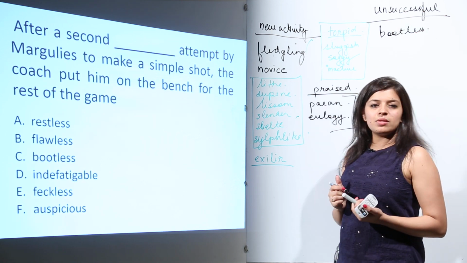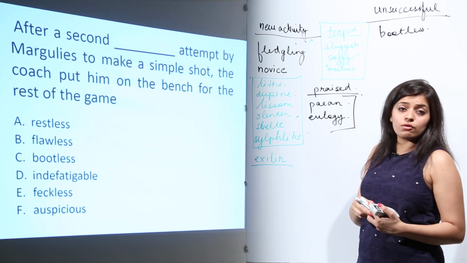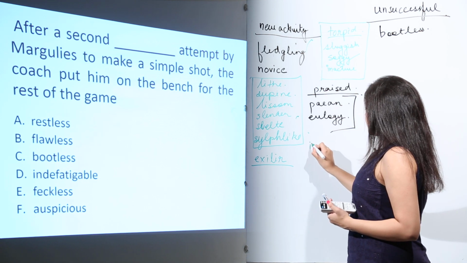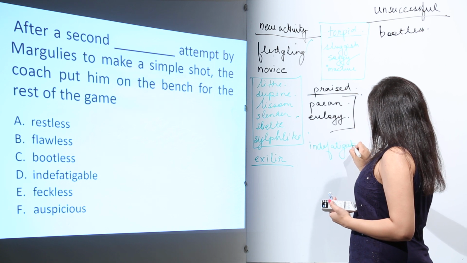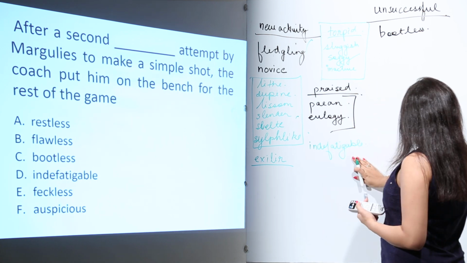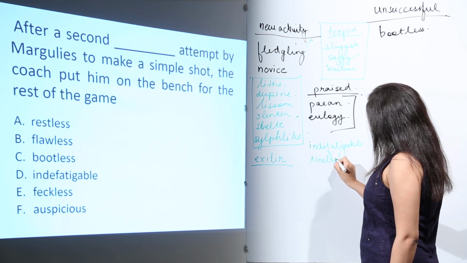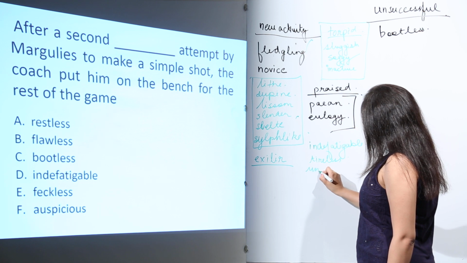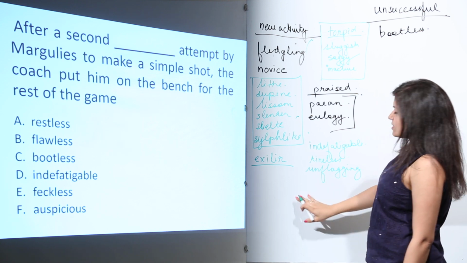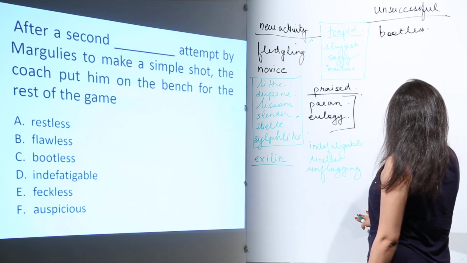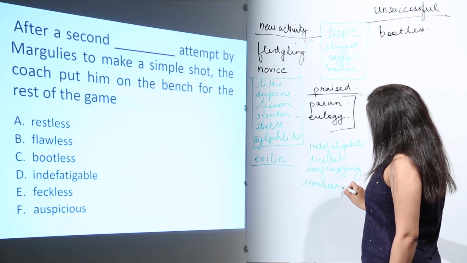Indefatigable. Indefatigable means something that happens without fatigue, someone who works without fatigue is indefatigable. Let me give you some synonyms for the word indefatigable. Indefatigable is tireless, unflagging. Flagging is to lose energy. That means unflagging is something that happens tirelessly. Unwearing, that means the person does not wear out.